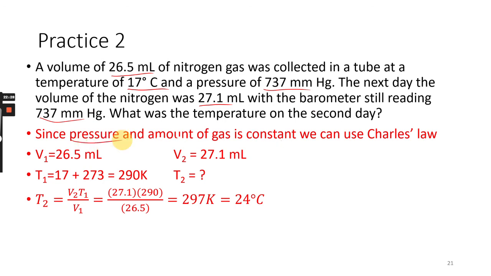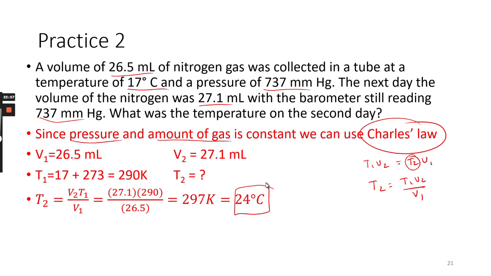So since the pressure and the amount of your gas is constant, we could use Charles's law. Remember, Charles's law is such, but we want to solve for the new temperature, T2. So if you arrange this and solve for T2, you're going to get T1 V2 over V1. So by plugging in all of the numbers, you could get the new temperature. Okay? Here it was in Kelvin, and then I just subtracted 273 to get it into Celsius. So that is the end of Overview Part 1.